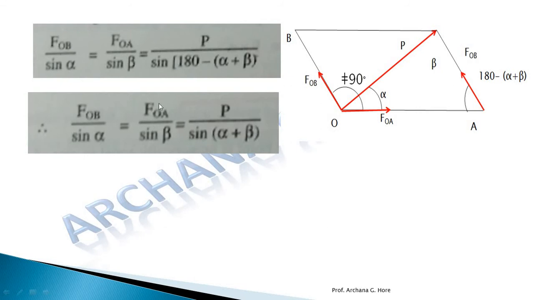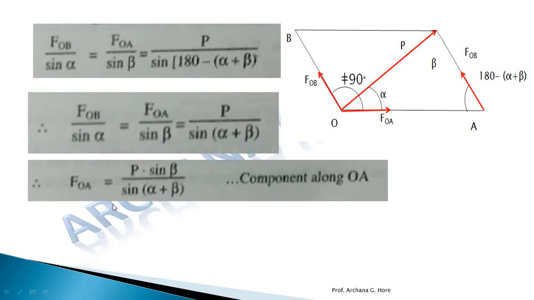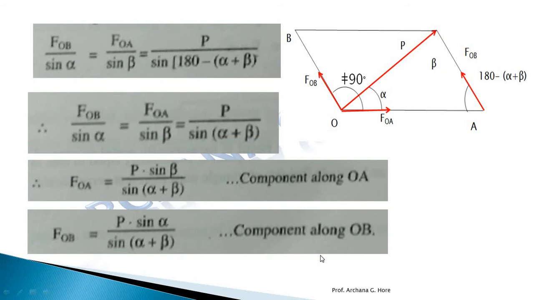Now we want to find out the components FOA and FOB. If we equate these two, and these two, we can get the force component along OA and the force component along OB. By the sine rule we can find out a maximum of two unknowns. So by equating these two we get the component along OA, and by equating these two we get the component along OB. So this is the simple method to find the non-orthogonal or non-perpendicular components of the original force.